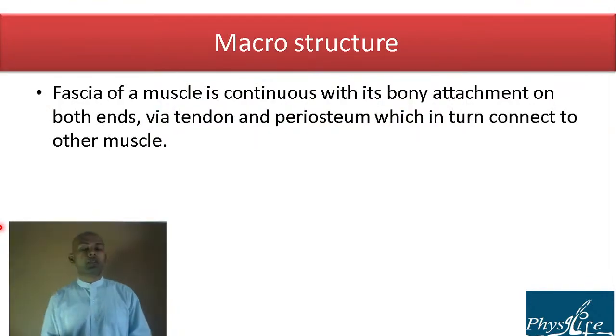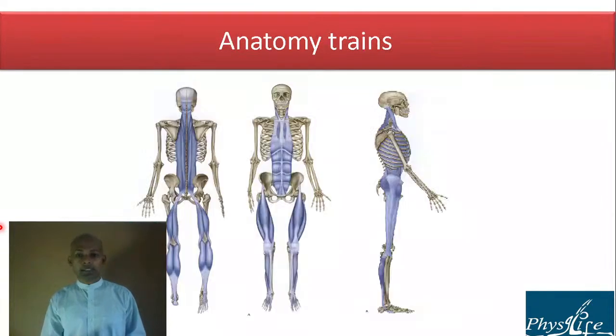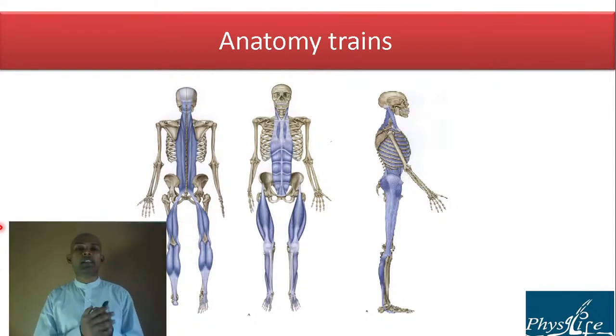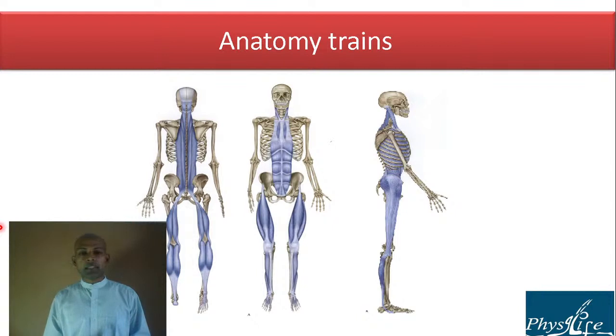Now this was the microstructure of the myofascia. Let us look at the macrostructure. If you see the body as a whole, it is proposed that the fascia of a muscle is continuous with its bony attachment on both ends via tendon and periosteum. So this brings us to the theory that the whole body is connected via fascial chains. Tom Myers called it anatomy trains, and he shows in his videos of anatomical dissection where all these structures are continuous.